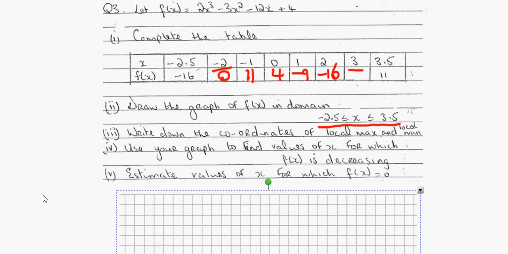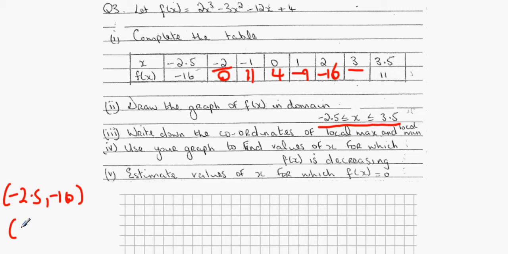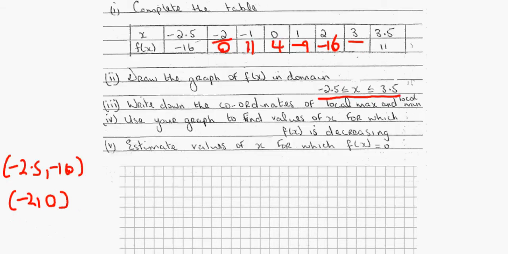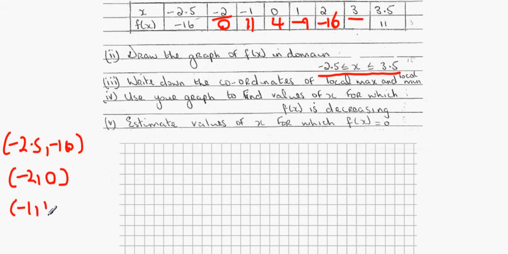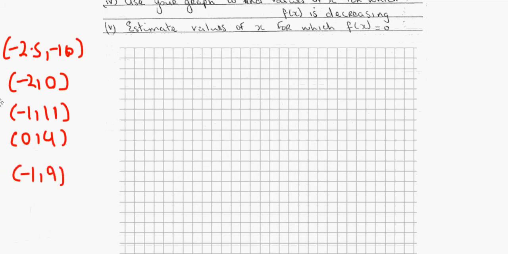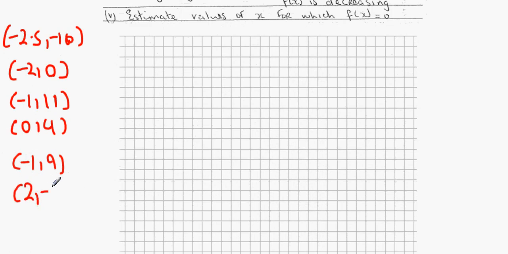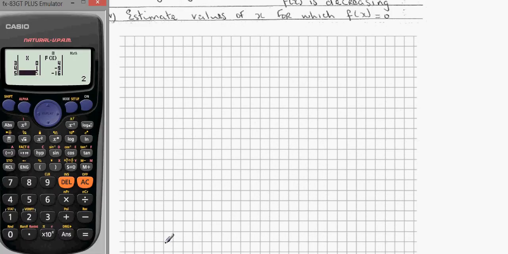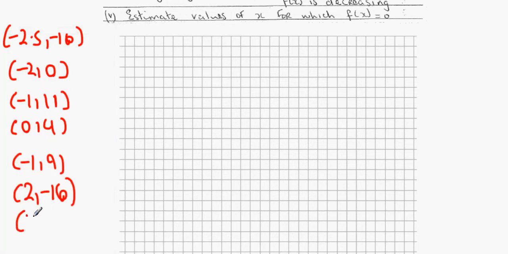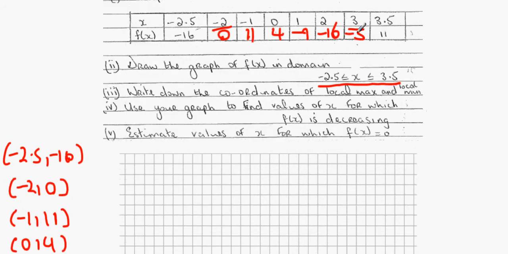And we should also take down all the points here. So minus 2.5, minus 16, minus 2, 0, minus 1, 11, 0, 4, minus 1, 9, 1, 9, 2 minus 16, and 3 minus 5. Forget the minus 5 here.